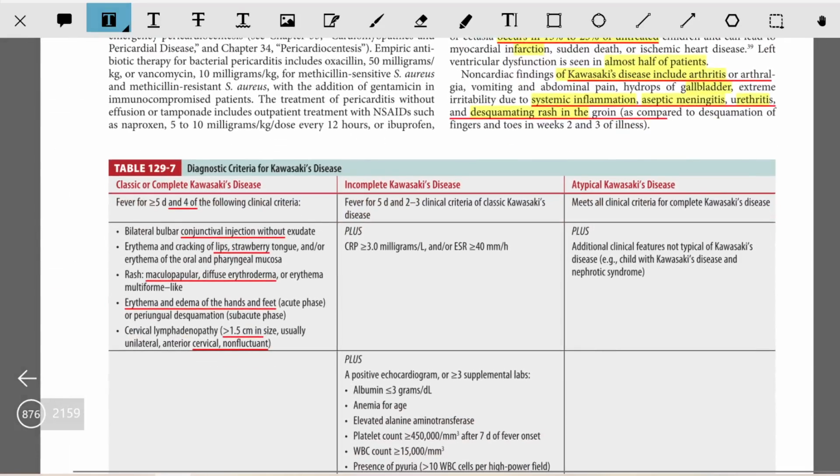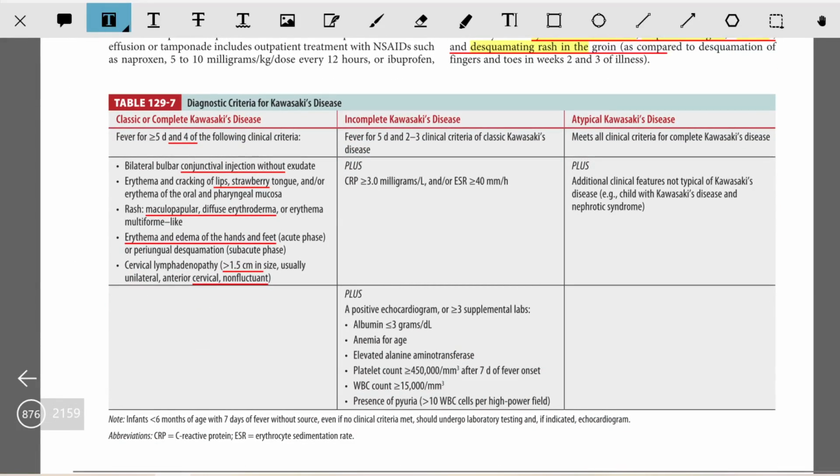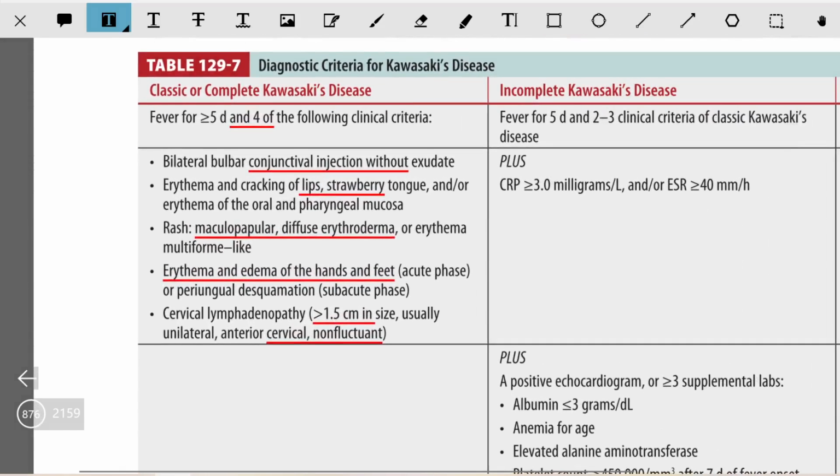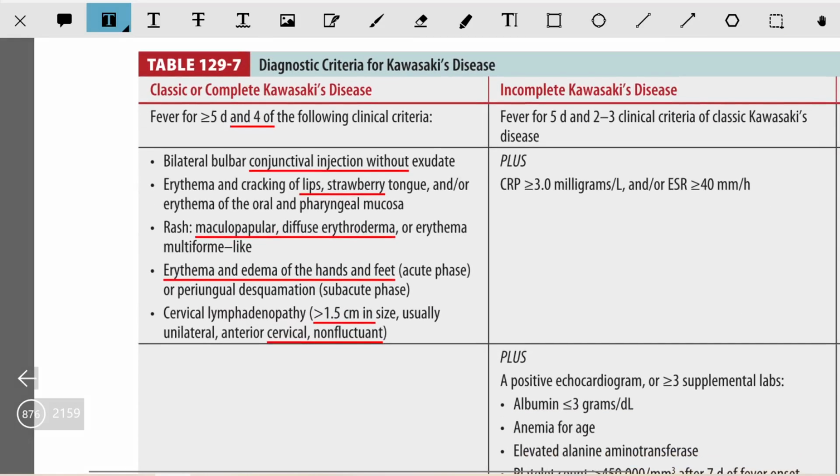The diagnostic criteria for Kawasaki disease can be classified into 3 types: the classic or complete form, the incomplete Kawasaki disease, and also the atypical Kawasaki disease. Coming to the classic or complete Kawasaki disease, the fever must be for 5 days, and it must also satisfy 4 of the following clinical criteria. The criteria are bilateral bulbar conjunctival injection, and this is important, without any exudate; erythema and cracking of lips, strawberry tongue, and erythema of oral and pharyngeal mucosa.